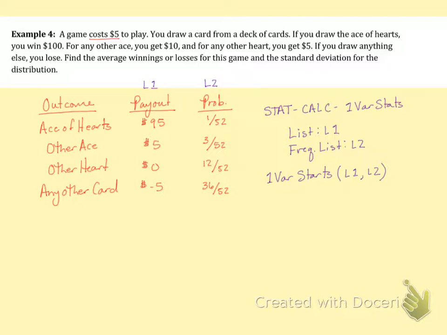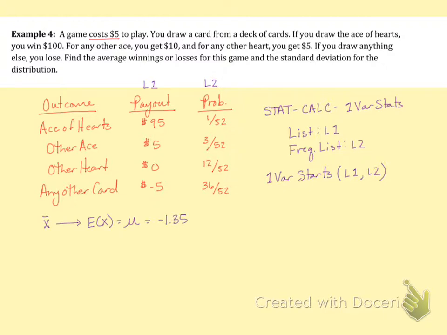Then on your calculator, you're going to look at X bar, and that's going to give you the answer for the expected value, which we are going to use as mu because this is a model. When you put this in your calculator, you should get a mean of negative 1.35.